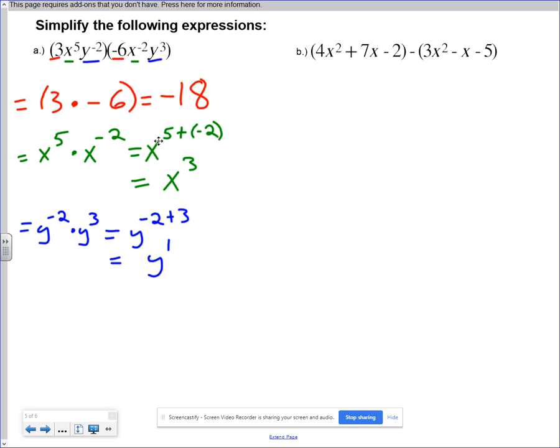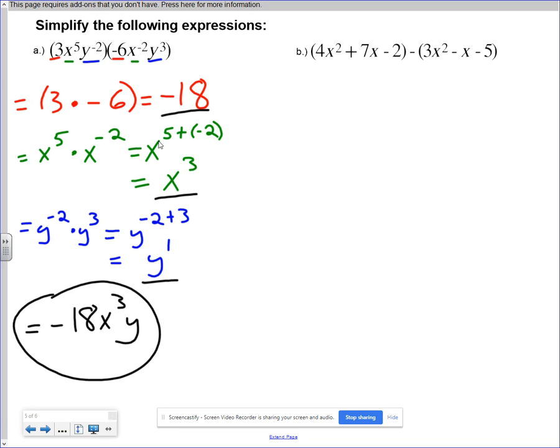So let's go ahead and combine everything back together. We'll take this negative 18, this x cubed, and this y. And so the simplification of this expression is negative 18x cubed y.